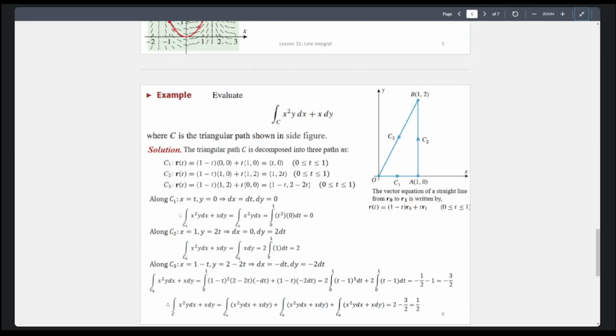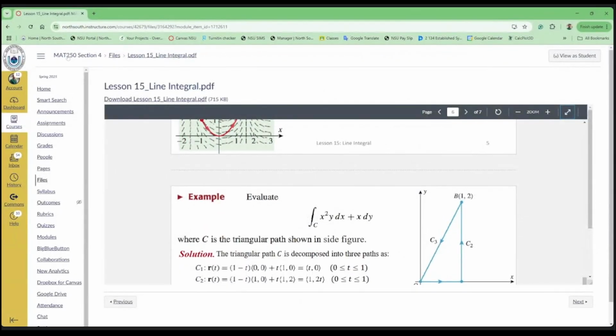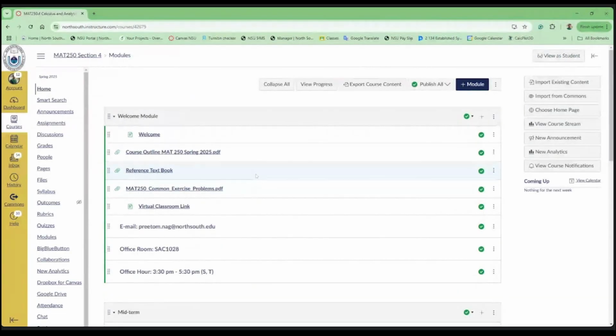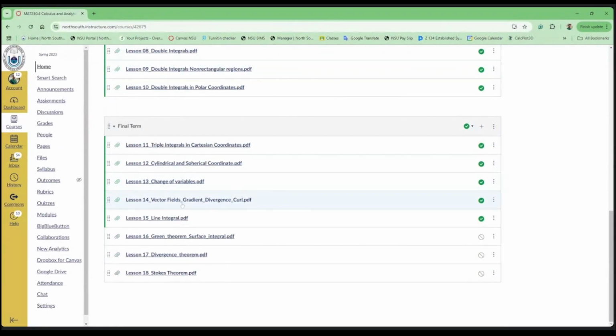Now to overcome this situation, we need another process of evaluating a line integral which has been provided by the famous mathematician Green, and we call it after his name Green's theorem. So Green's theorem will be applied for what? Green's theorem will be applied for a simply connected domain, a closed domain.